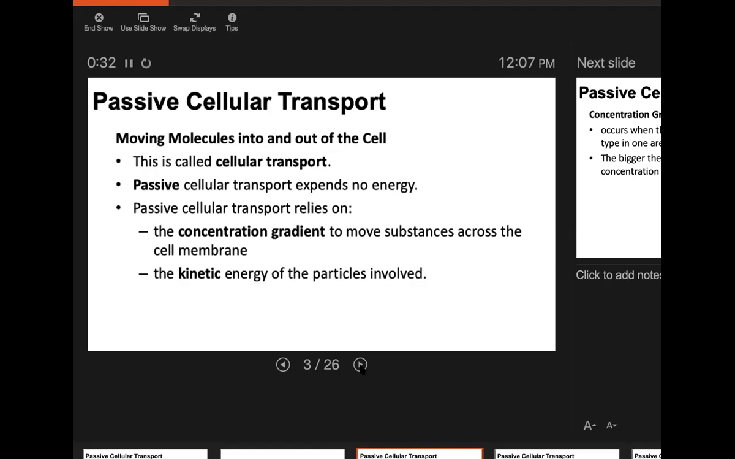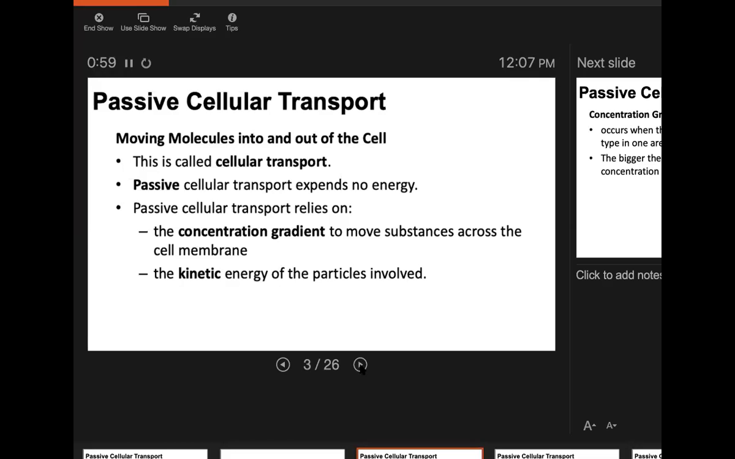And well, then the question becomes, okay, if the cell's not spending energy, then how are these particles moving in and out of the cell? Well, the answer is that the cell relies on the concentration gradient. The concentration gradient refers to the fact that particles tend to move from high to low concentration.